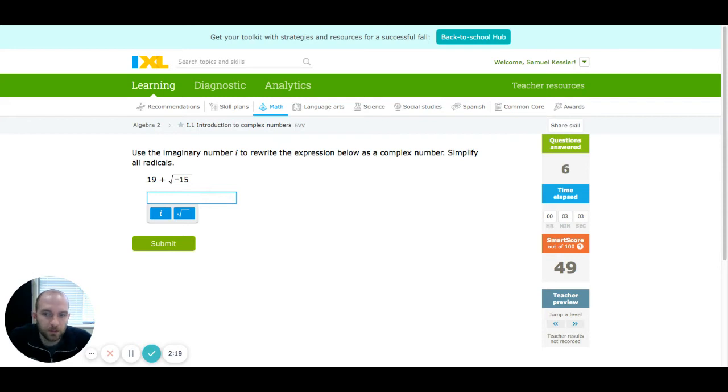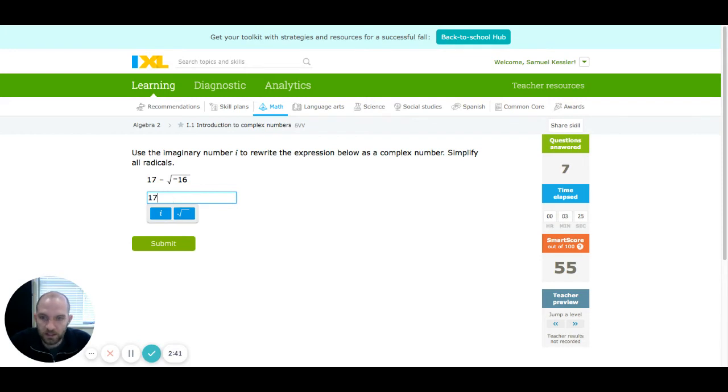This one's going to work very similarly to the last one. We can't combine 19 and the square root of -15, but what we can do is simplify the square root of -15 to be the square root of 15 positive, and then have an i multiplied with that.